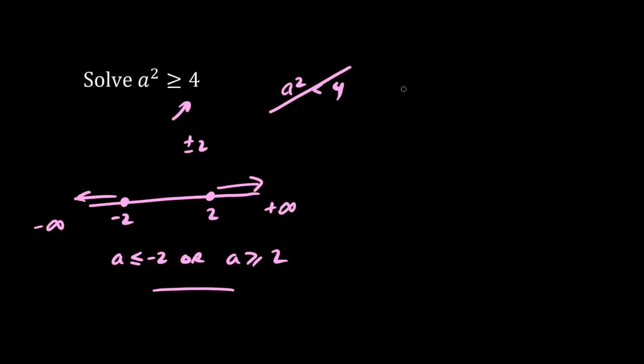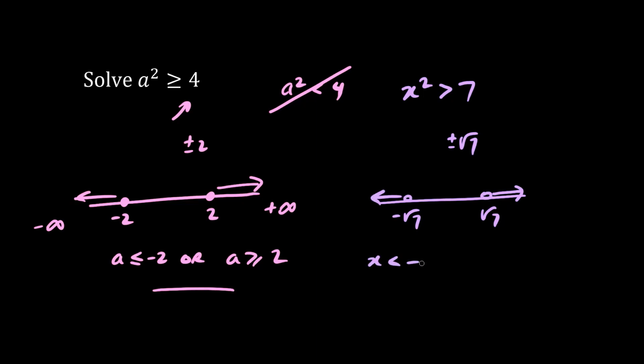Let's try a similar question. Let's solve x squared is greater than 7. We take the square root of both sides and we have the critical points plus or minus root 7. And when we draw a number line, we have a hollow circle at root 7 and a hollow circle at negative root 7. And the solution region is towards the right or to the left. So we say that x is less than negative root 7 or x is greater than root 7.